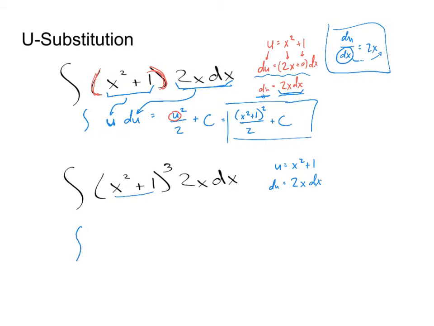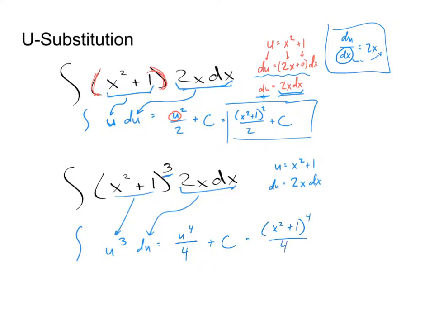So I make my substitution, and, oops, I don't need a parentheses there. X squared plus 1 is equal to u, but it's still cubed. And everything after it, 2x dx, is the du. This equals u to the 4th over 4 plus our constant c. And then we back substitute: x squared plus 1 to the 4th over 4 plus our constant c. All right, so that's the work of that problem.